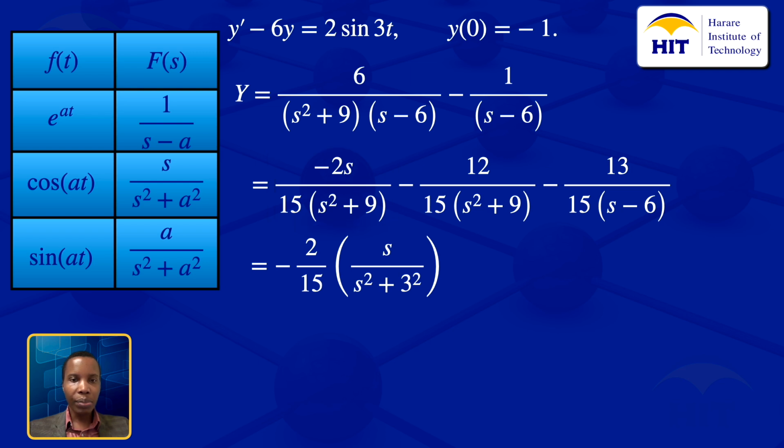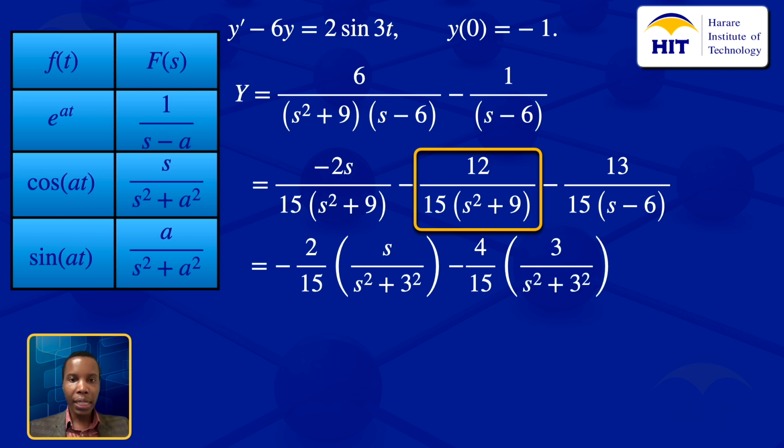And then for the next part, this one here, we say that it is almost similar to the Laplace transform of sine of at, but we just have to factor out the 15 there, and also note that we are having a 9, which we can write as 3 squared, and when we write as 3 squared, then in the numerator there, we should have also a 3, so we would have to factor out minus 4 over 15, then it will be multiplied by 3 over s squared plus 3 squared.